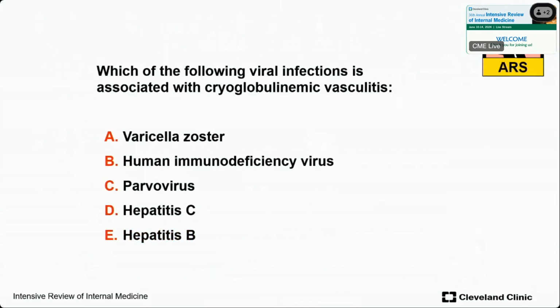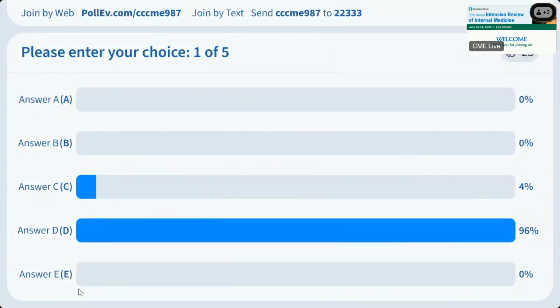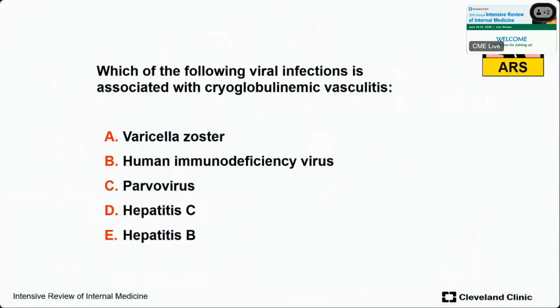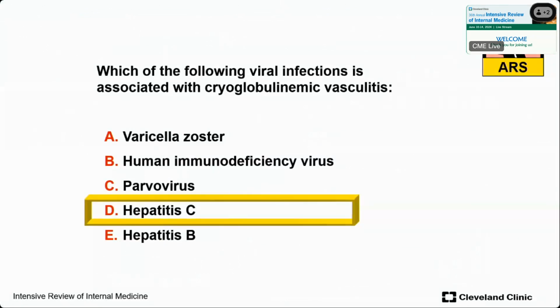Which of the following viral infections is associated with cryoglobulinemic vasculitis? Is it A, varicella zoster, B, human immunodeficiency virus, C, parvovirus, D, hepatitis C, or E, hepatitis B? And the answer I'm looking for here is hepatitis C.